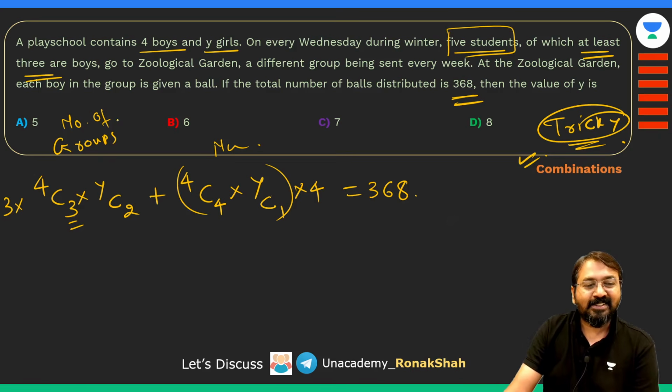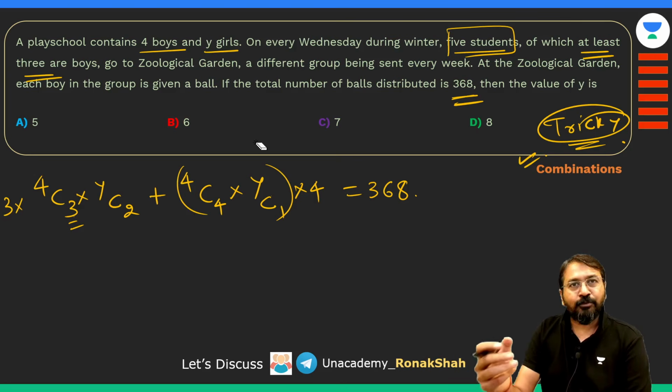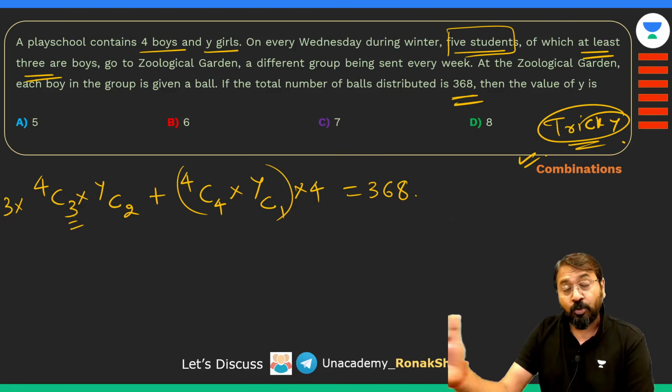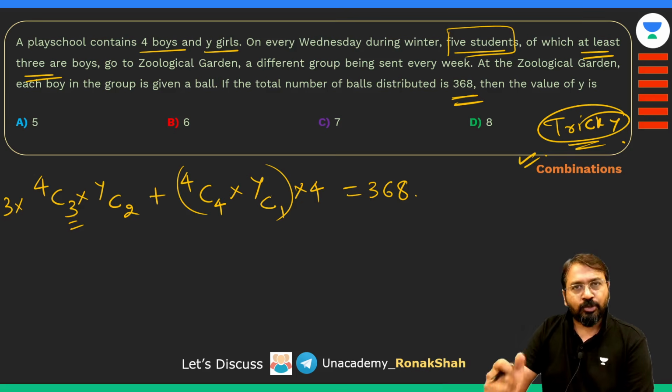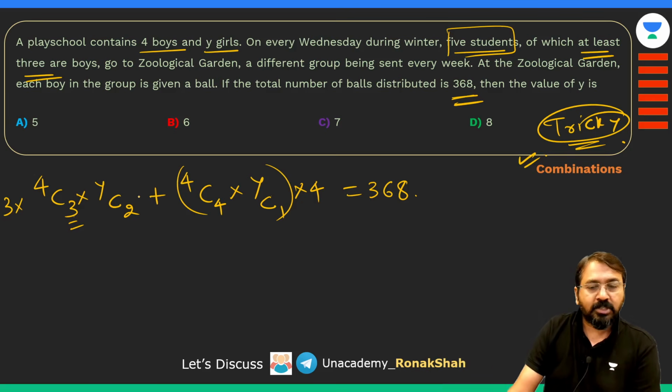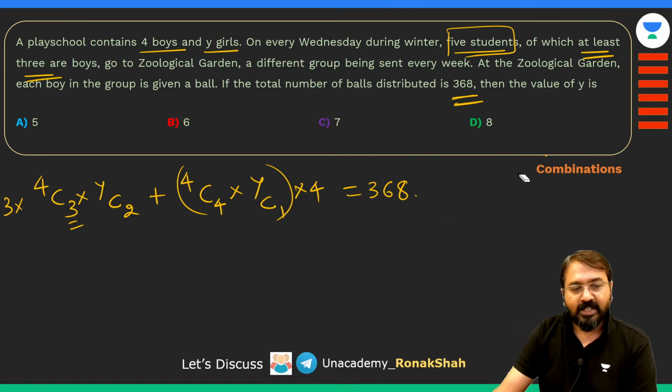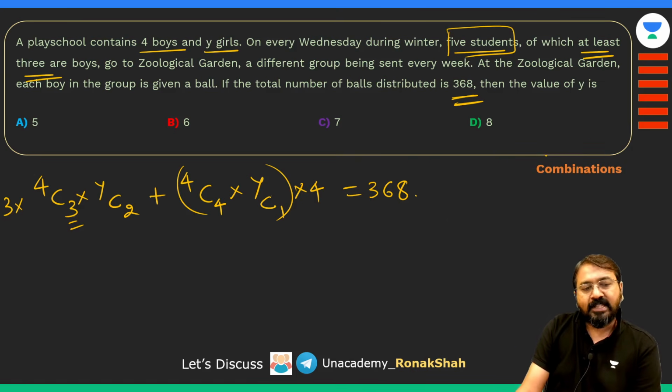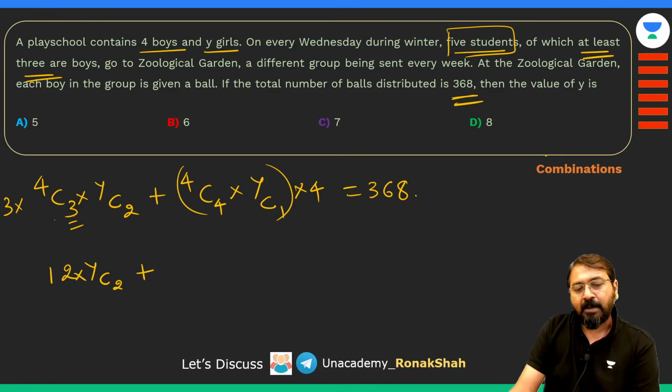And once again, there is a trick over here to solve. When you observe such small points that I'm going to tell you now, you can quickly solve the question without much hassle. So, what will be 4C3? It's 4. So the first part will be 12 into YC2, plus the second part, 4 into YC1, which is equal to 368.